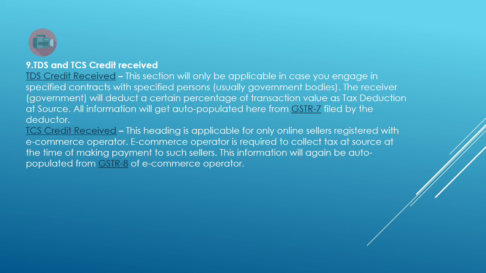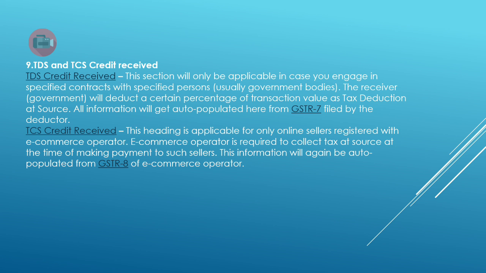TDS credit received. This section will only be applicable in case you engage in specified contracts with a specified person, usually government bodies. The receiving government will deduct a certain percentage of the transaction value as tax deducted at source. All information will get auto-populated here from GSTR 7 filed by the deductor.